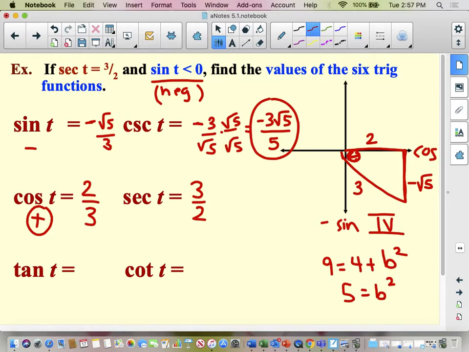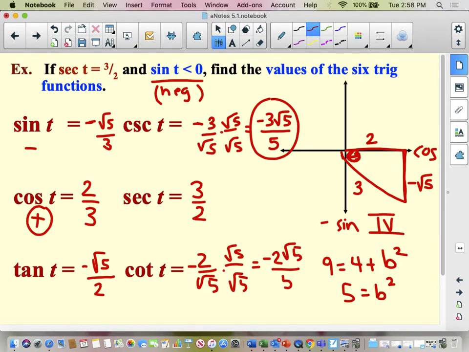Well, from theta, tangent is opposite over adjacent, so that's going to be negative square root of 5 opposite over adjacent, which is 2. Reciprocal that to get your cotangent, so negative 2 over root 5, and you've got to rationalize that one as well to get your cotangent.